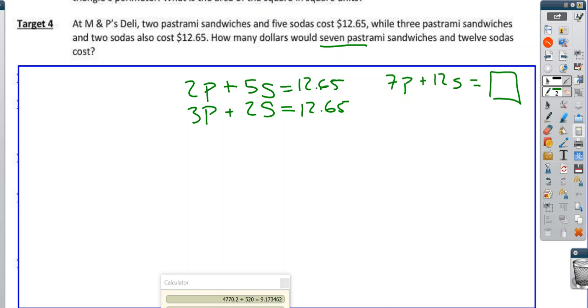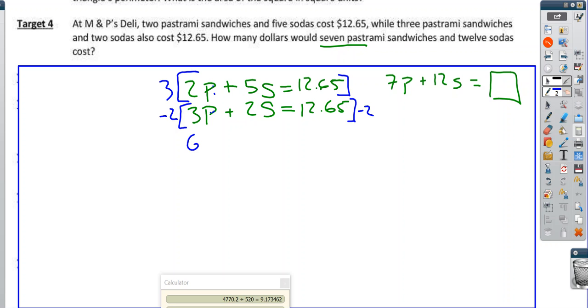So the first thing I'm going to do is solve this using elimination. I want to eliminate one of the variables. And so here's what I'm going to do. I'm going to multiply this whole equation by 3. I'm going to multiply this whole equation by -2. And I'm going to cancel out these p's. That's what I'm shooting for.